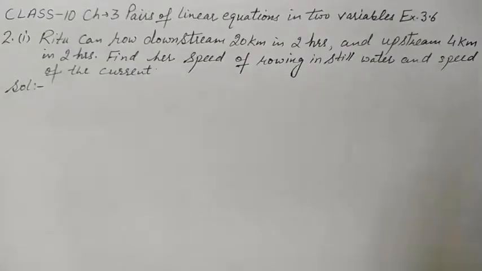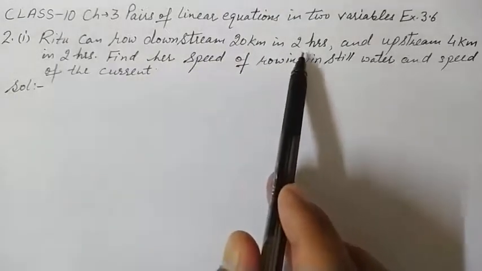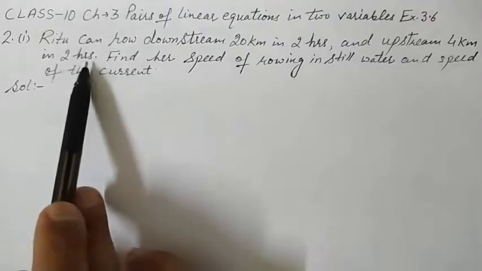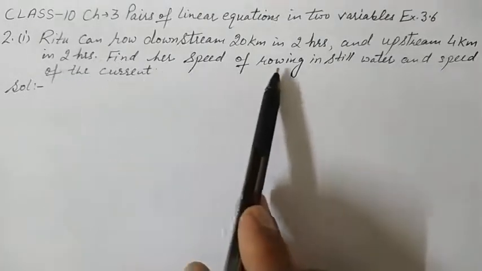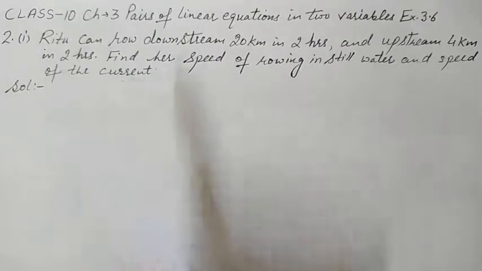Friends, let's do this question. The question is, Ritu can row downstream 20 km in 2 hours and upstream 4 km in 2 hours. Find her speed of rowing in still water and speed of the current. So let's understand this question.